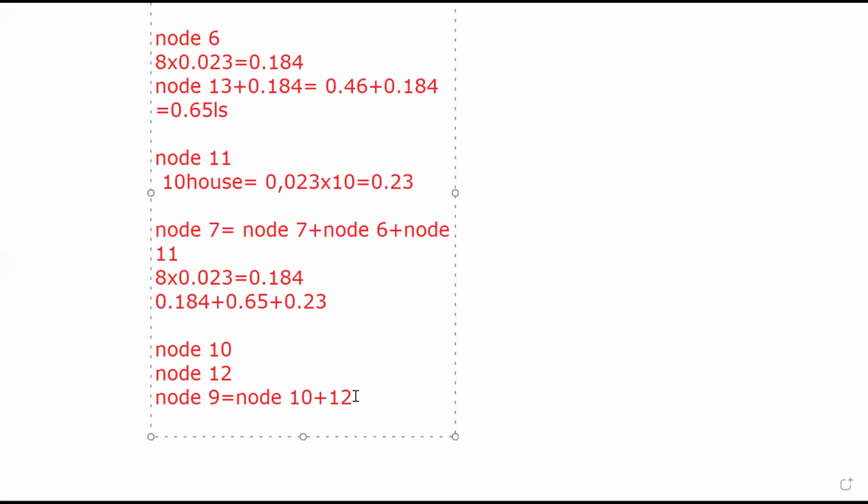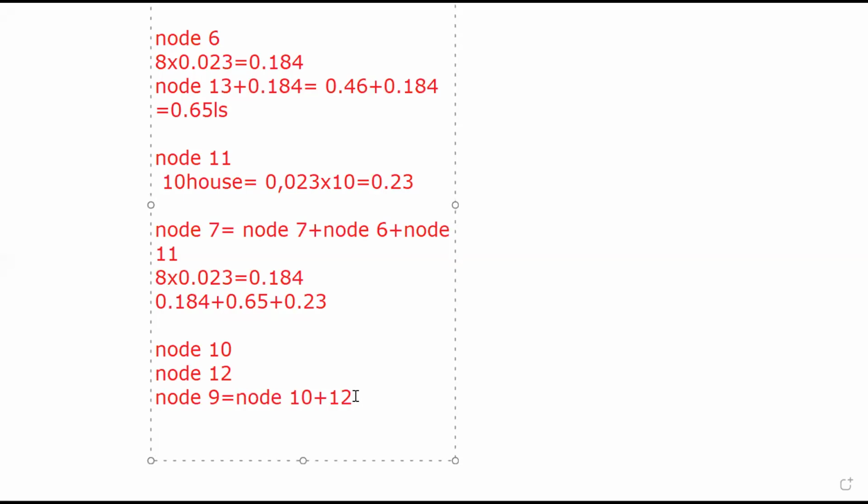What about node 9? If some of them don't have houses attached to them, I'll still come to that. Those houses attached to them, you can put in node 10 or in node 12, if you look at how the structure is. You have a point: sometimes the default demand will be 0. Don't forget that.